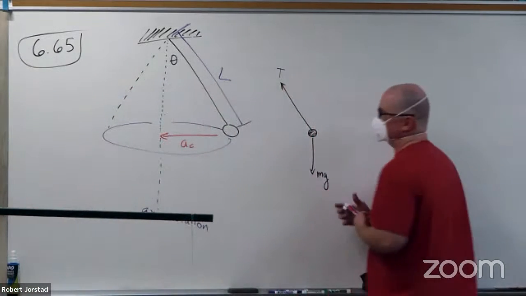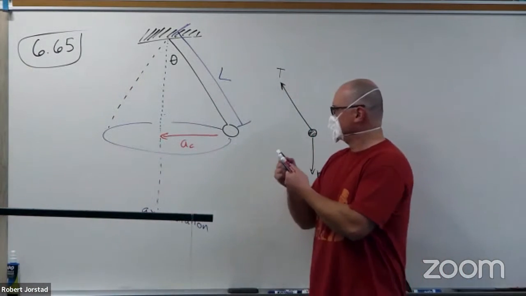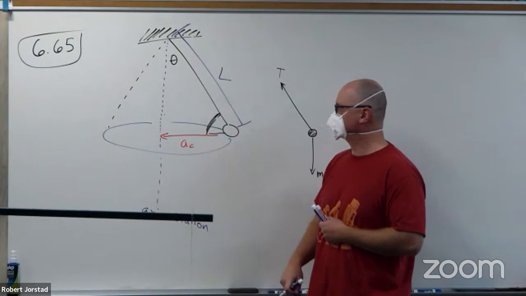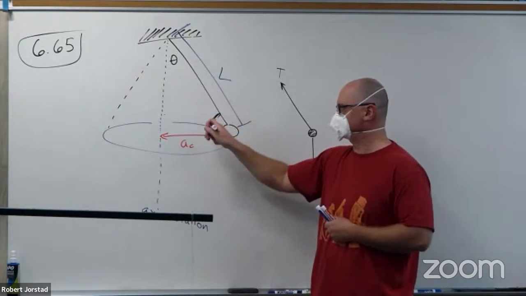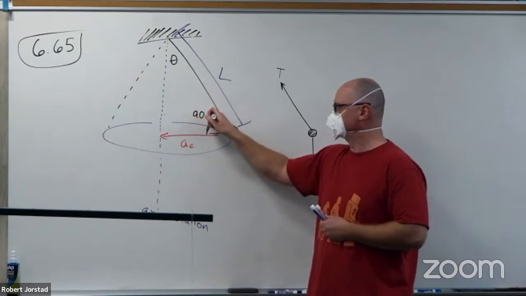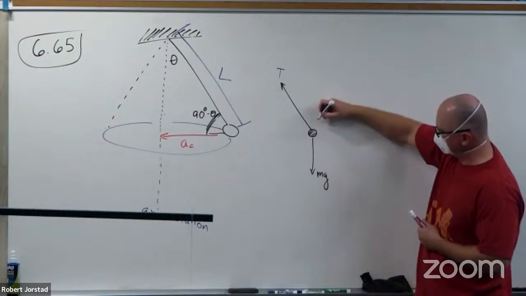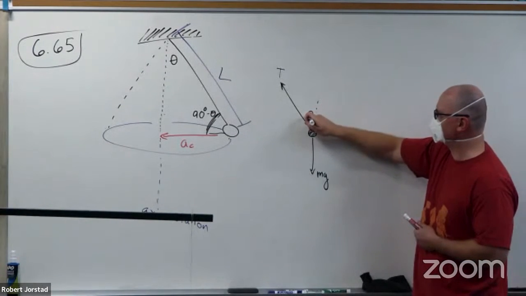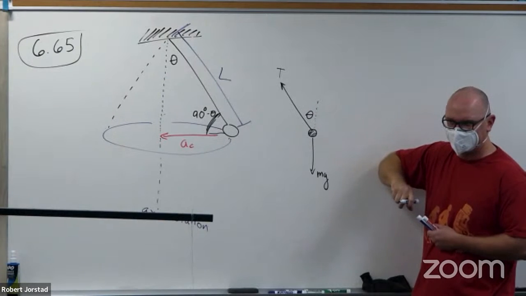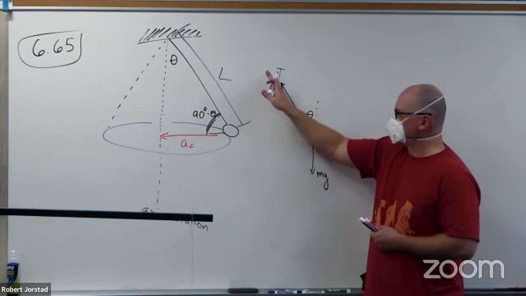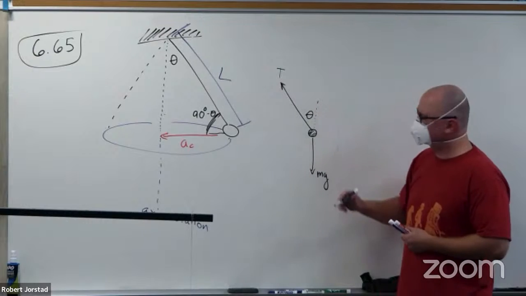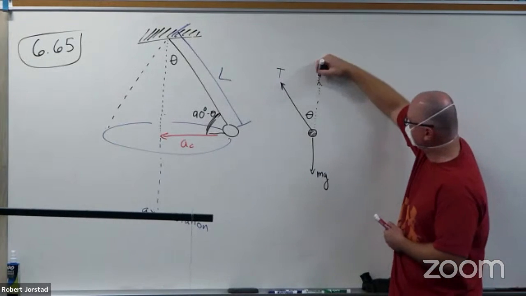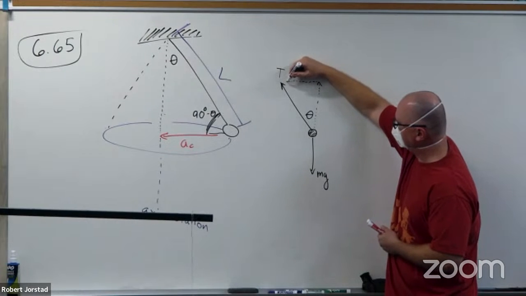If that's theta, what's this angle down here? If this is theta, what's this? 90. So what's this angle up here? Theta. Does that make any sense at all? Theta, alternate whatevers. That's a very technical geometry term. Got 3 minutes. Getting it done.